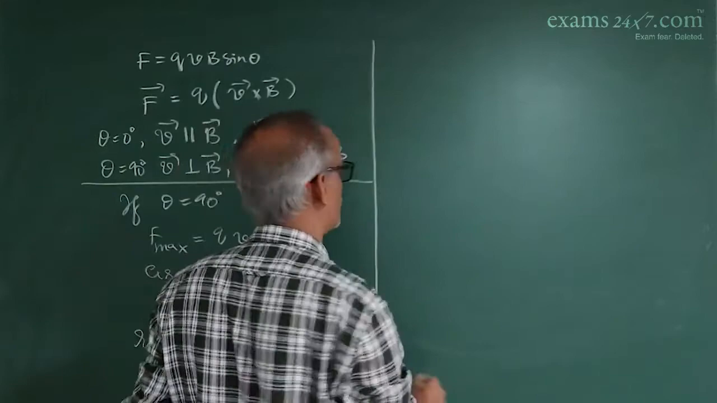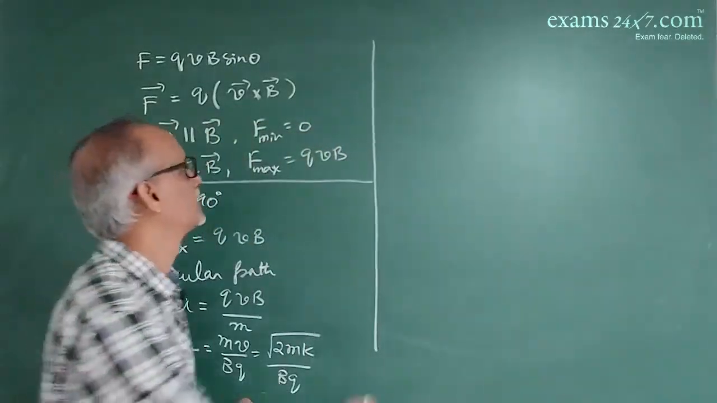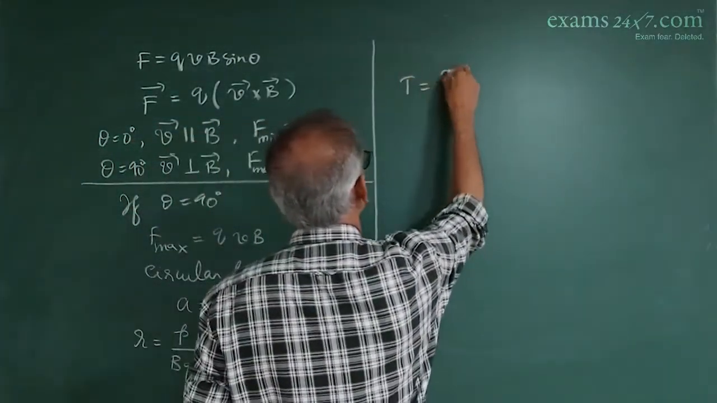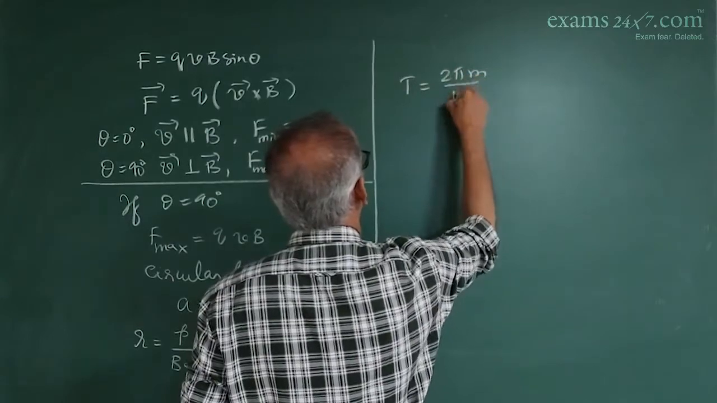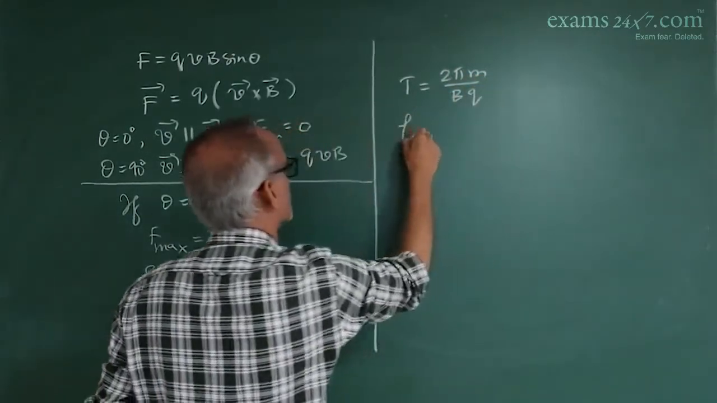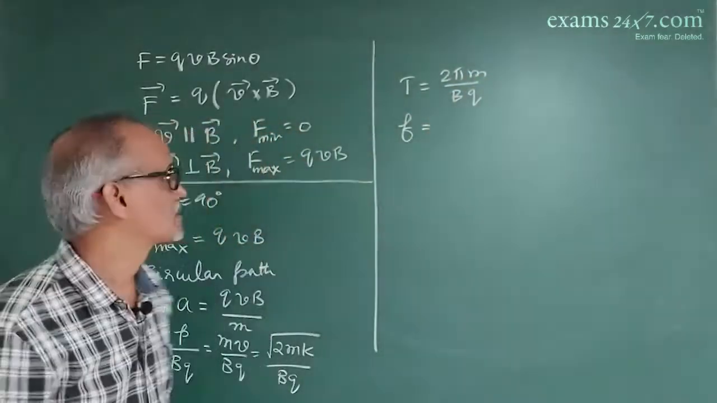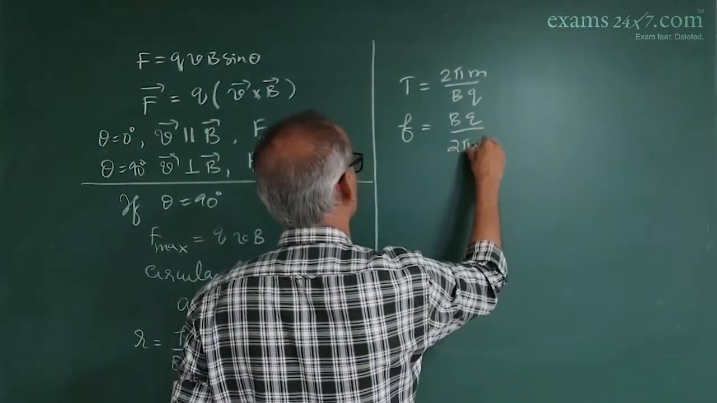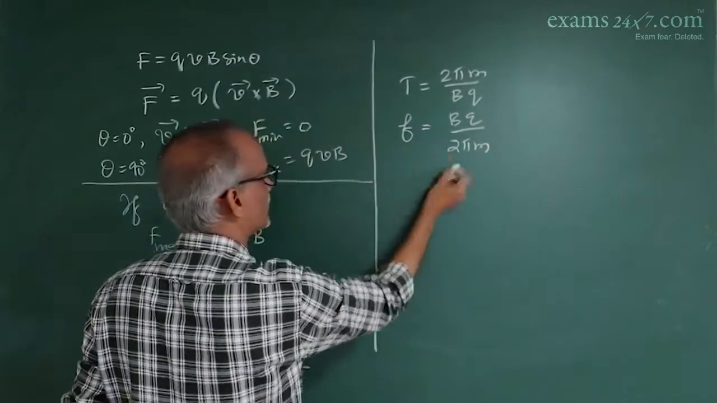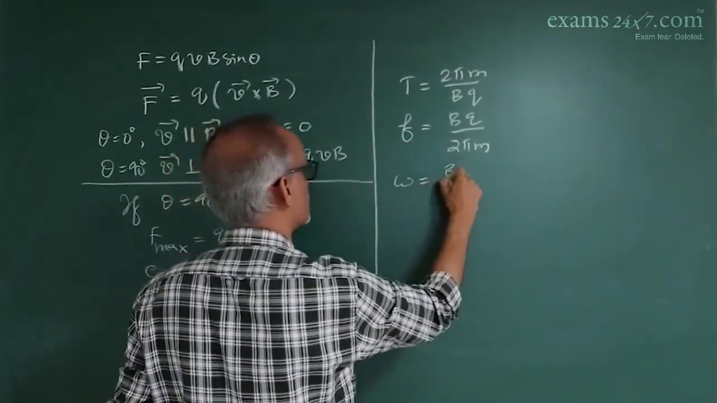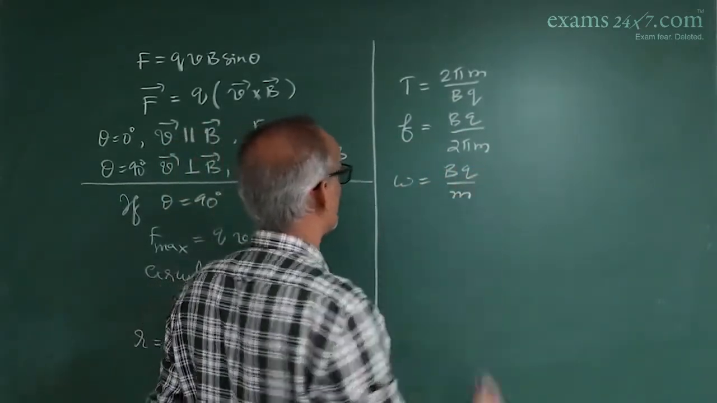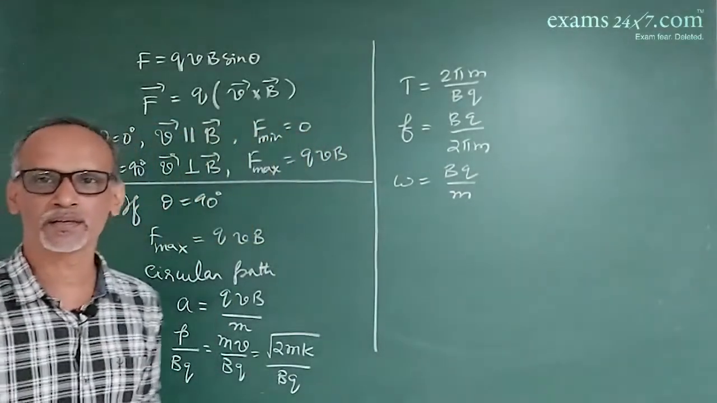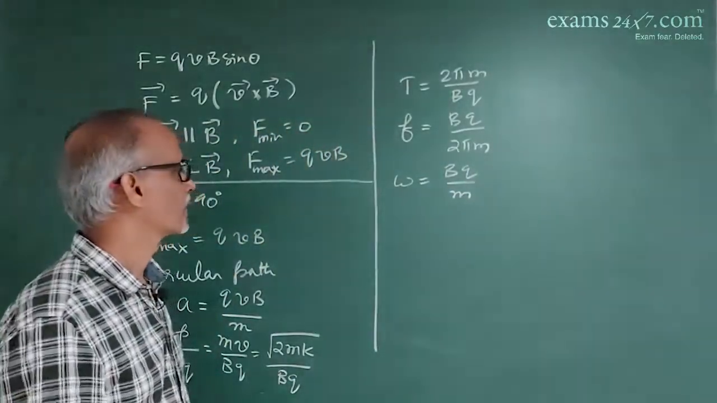And when it revolves in the circular path, we can find the time period of revolution, which is 2 pi m by BQ. We can find the frequency of revolution, which is BQ by 2 pi m. And if you multiply by 2 pi here, you will get omega, which is BQ by m. Omega means angular frequency of revolution.